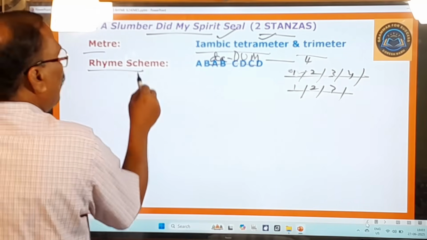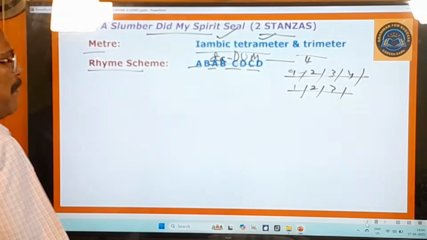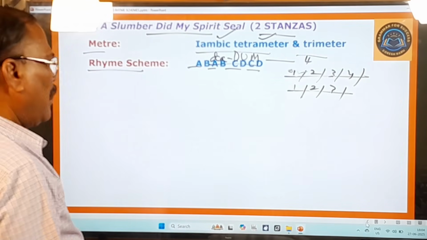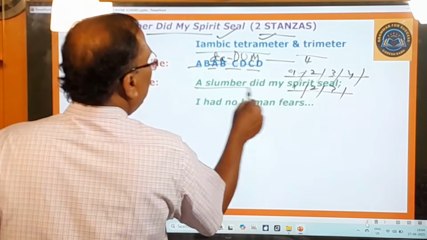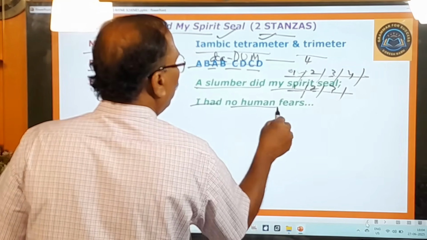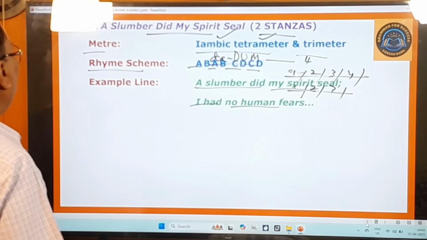And the rhyme scheme is there. What is that rhyme scheme? A B C D C D. Of course, again A B is also used elsewhere. Don't worry about this rhyme scheme. And here you pay attention. "A slumber did my spirit seal. I had no human fears," and all that. So 1 or 2 lines are given from that poem.